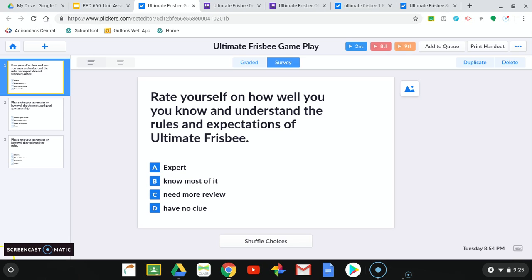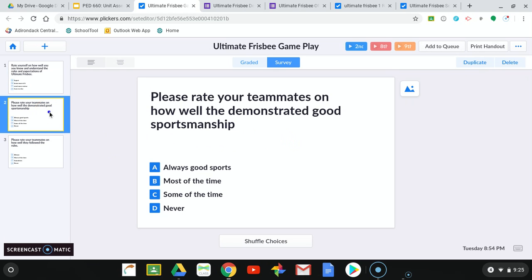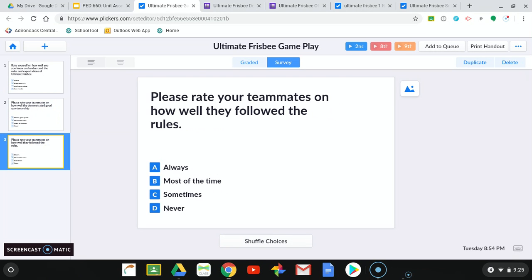So here was the assessment that I created. Just 3 in all of them. As you can see, I did it correctly this time. I chose survey, not the graded. And then they would just rate themselves on how well they understand the rules and expectations. And then I wanted them to rate their teammates, how well their teammates demonstrated good sportsmanship, and how well their teammates followed the rules.